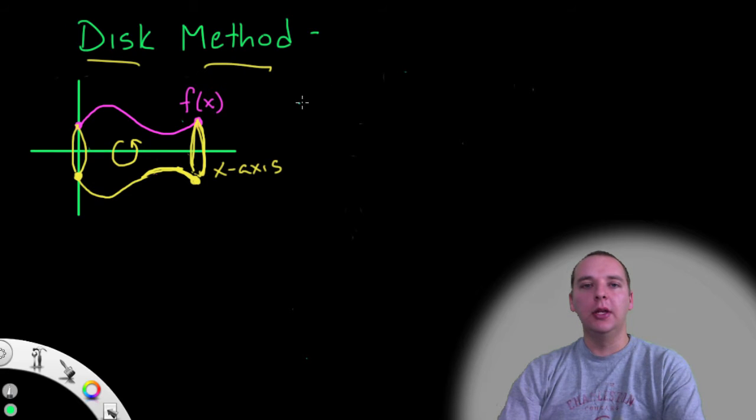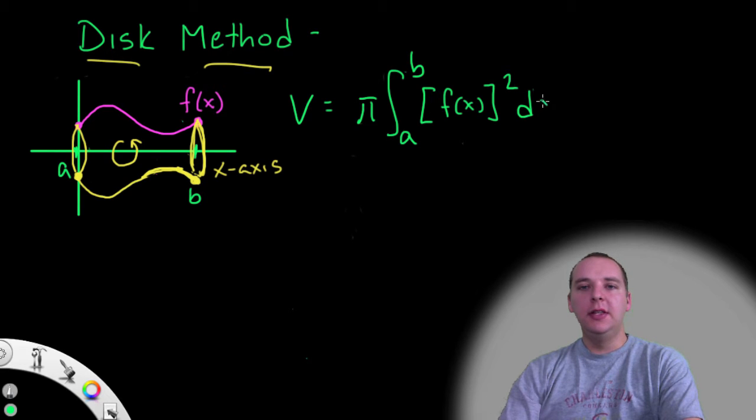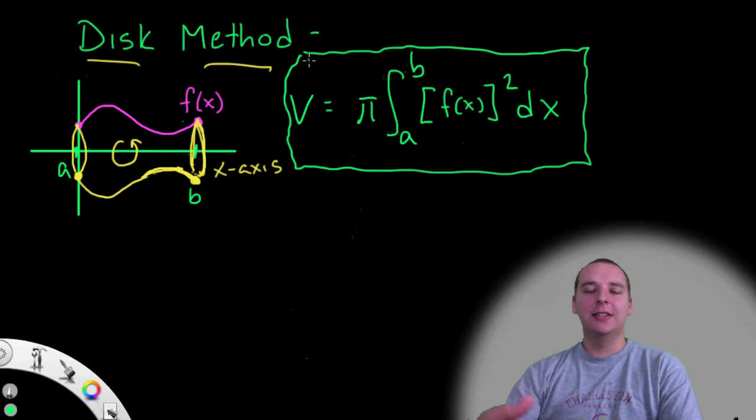So here's the disk method. Here's your formula for it. The volume will be equal to pi times the integral from a to b. And by the way, a is your starting point and b is your ending point, from a to b of quantity f of x squared dx. Okay, kind of a strange little formula, but this is the guy you need to know. This is the guy you need to have memorized. This is what's known as the disk method.